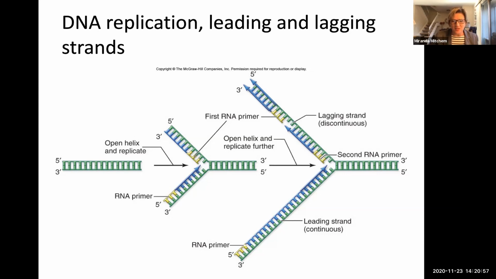Okay, so what's happening is it moves down the DNA strand, but it's also happening at multiple places at the same time. Our genome's just too big. If it did everything one at a time, we would never be done replicating.